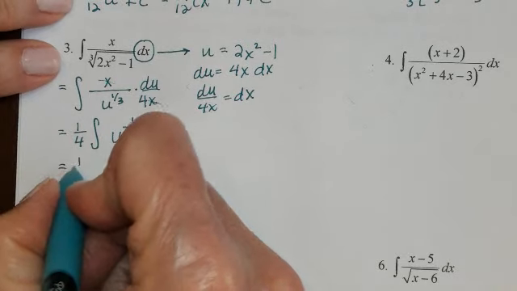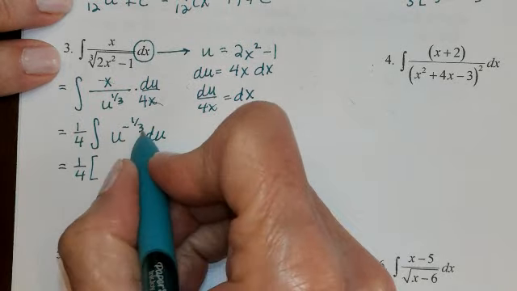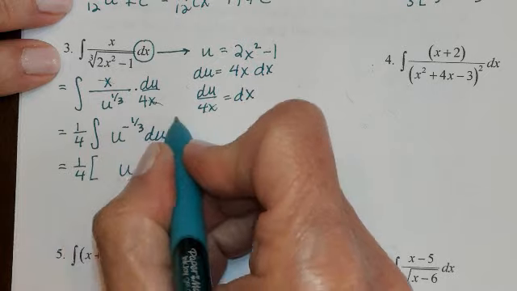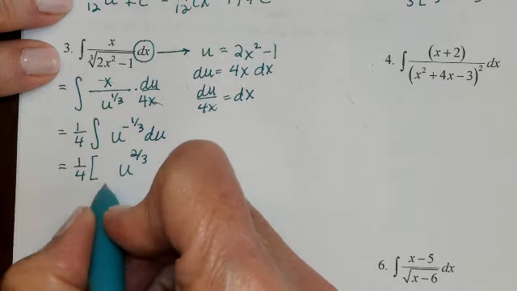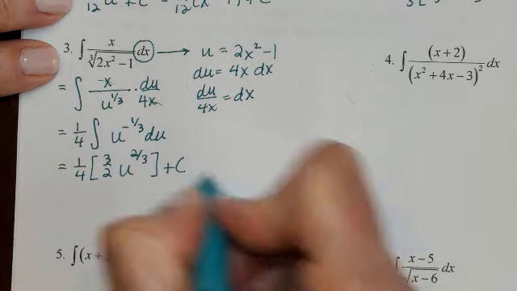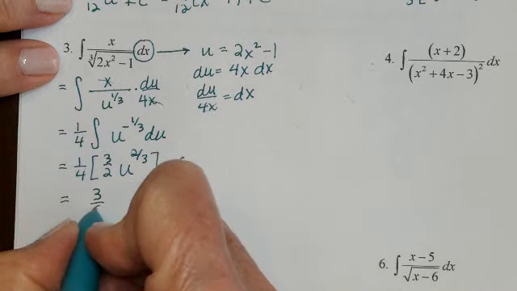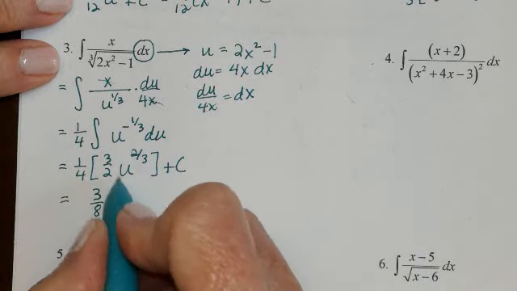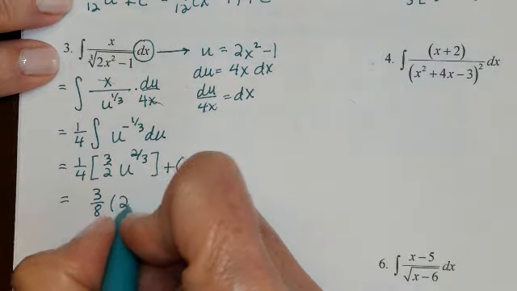Now power rule time. U to the negative 1/3 plus 1 is 2/3. 1 over 2/3 is 3/2 plus c. And now just clean it up a hair. 3/8. Replace u with your x expression.